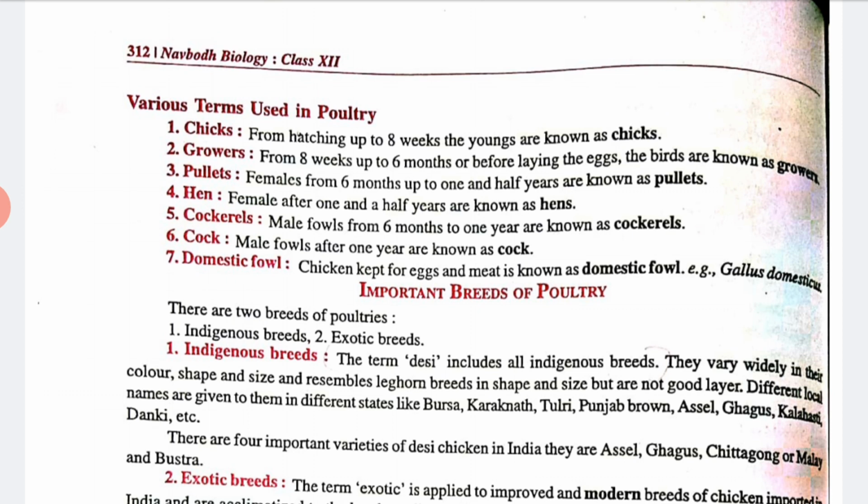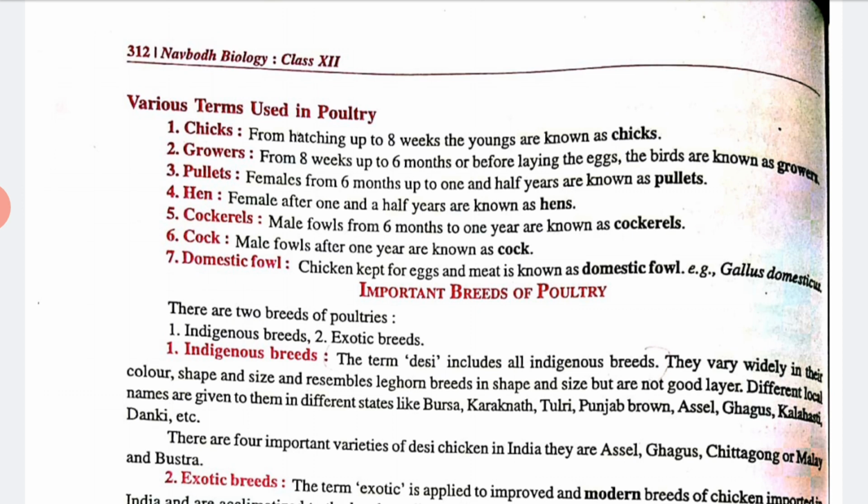At what time do we call them a chick? After hatching up to 8 weeks, the young are known as chicks. Growers are birds from 8 weeks up to 6 months. Pullets are females from 6 months up to 1.5 years. Hen, so when we call the bird a hen, it is a female after 1.5 years. Cockerels are male fowls from 9 months to 1 year. Cocks are male fowls after 1 year. And domestic fowl are chickens kept for egg and meat.